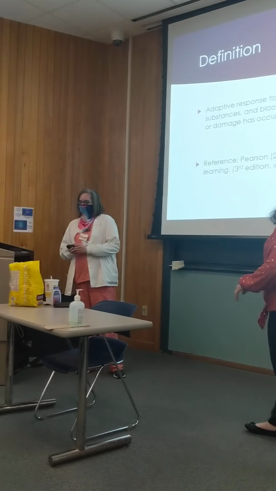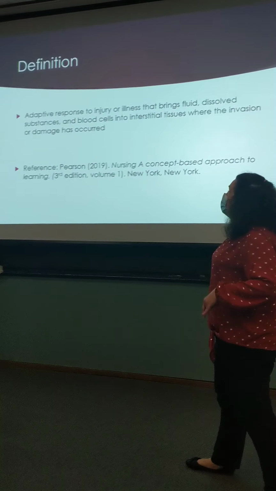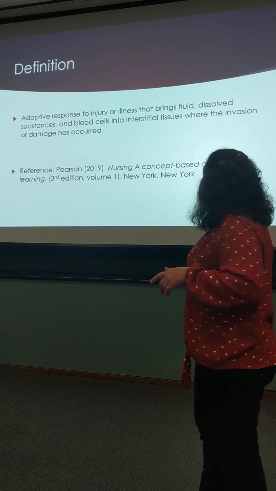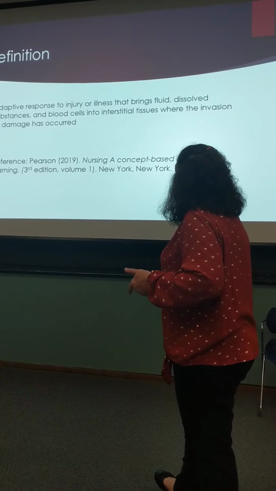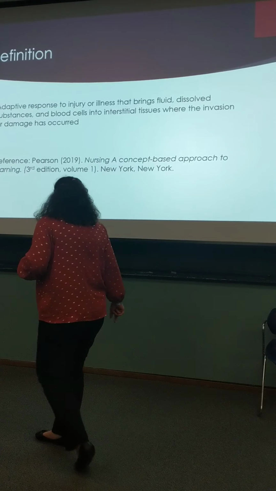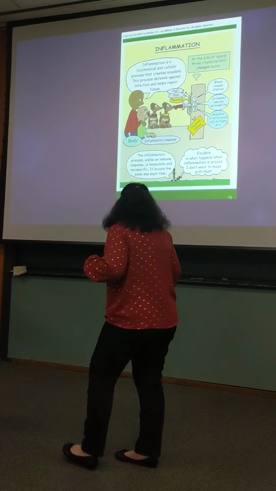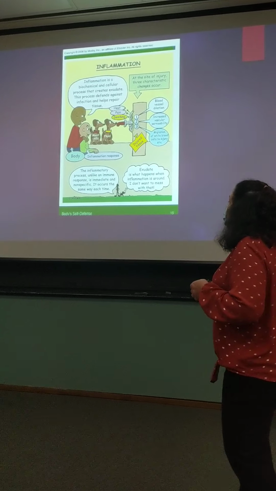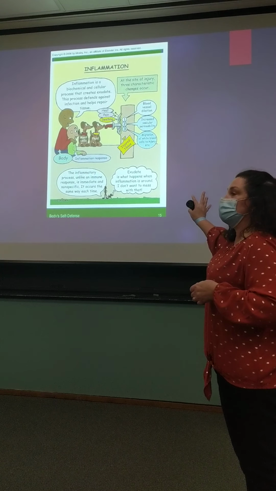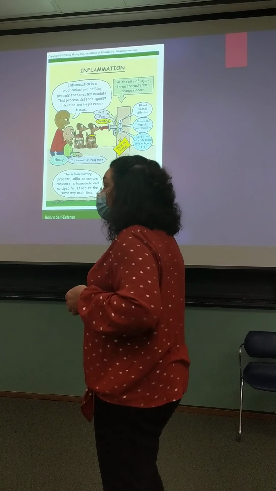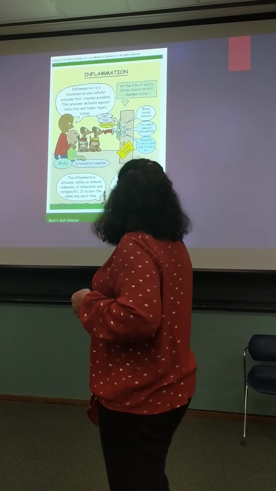So according to y'all's textbook, the definition of inflammation is an adaptive response to injury or illness that brings fluid, dissolved substances, and blood cells into the interstitial tissues where the invasion or damage has occurred. Okay, next slide. As you see, I love our nice little picture here. It tells you how your body is going to react when something injures it. It's giving you a warning that, hey, I don't like this, y'all need to fix it, okay?